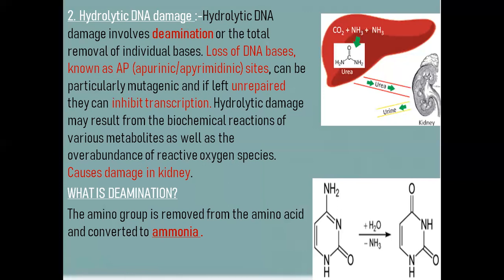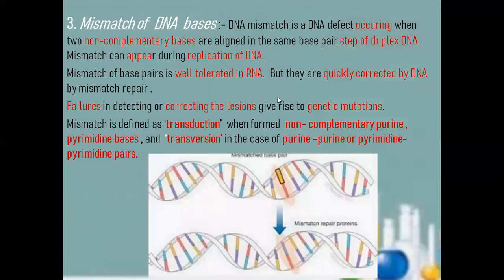Now, let us study mismatch damage, the mismatch of DNA. It is the defect occurring between two complementary bases which are aligned adjacently to each other. This will be observed during the replication of DNA. This damage will be repaired quickly, but a failure in repair of these lesions causes mutation in the genes.